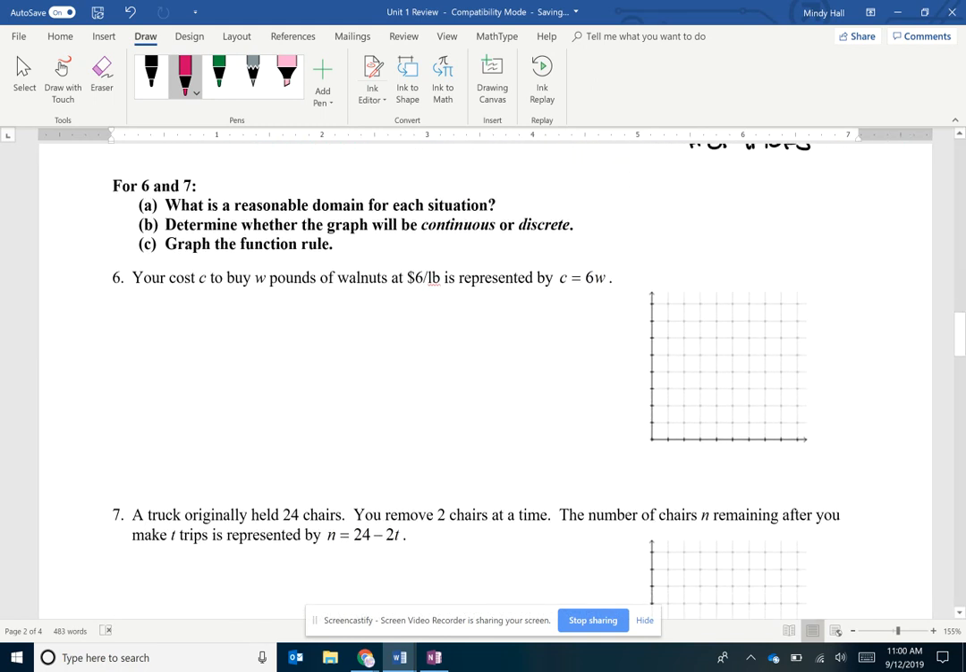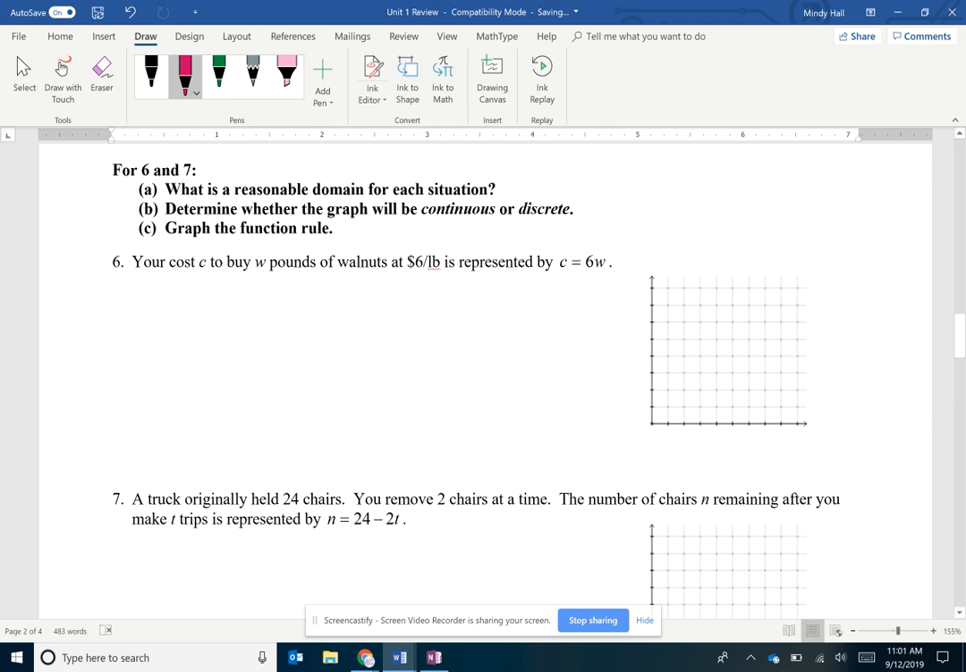So then for 6 and 7, we want to decide what a reasonable domain would be, if the graph would be continuous or discrete, and actually graphing it. So for A, actually, I'll do lowercase, why not? So for part A, a reasonable domain, if we are buying, your cost C to buy W pounds of walnuts is $6 a pound, represented by C equals 6W. Looking at pounds of walnuts, the only numbers that make sense with this is that they have to be bigger than 0. So my domain would be x values greater than or equal to 0.